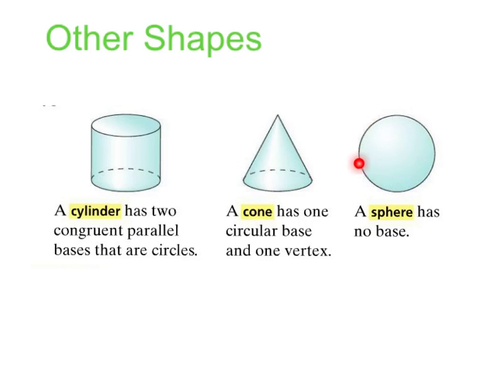A sphere has no base at all. Basically, for those of you that like basketball, baseball, lacrosse, anything with a ball, a ball is a type of sphere. It's a circular object that forms a perfect circle all around.